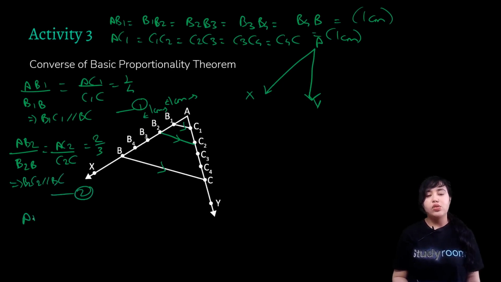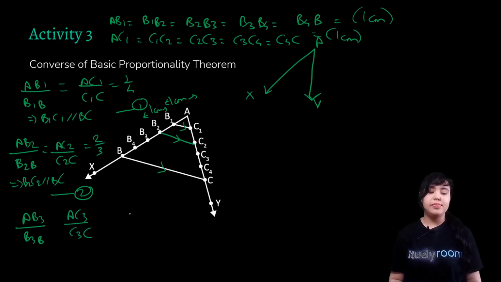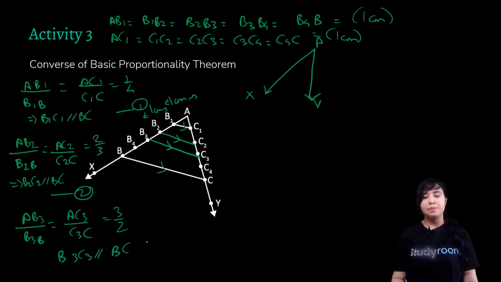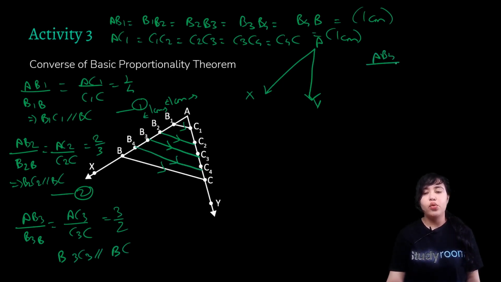Okay, then you can find out AB3 upon B3B. Compare it with AC3 upon C3C and let me know what you're getting. You should be getting 3 by 2 over here if I'm not wrong. And again, if you join B3, C3, what do we expect this line to be? Parallel to BC. So your B3C3 is parallel to BC. Then do the same thing for B4, C4. So if you find out AB4 upon B4B, it will also turn out to be equal to AC4 upon C4C, and actually they'll be equal to 4 by 1.